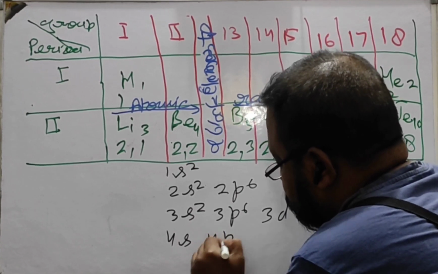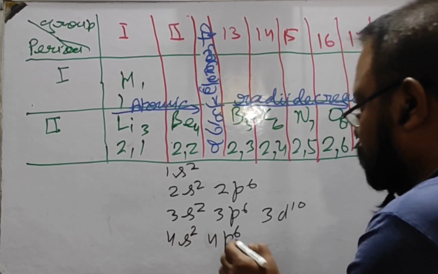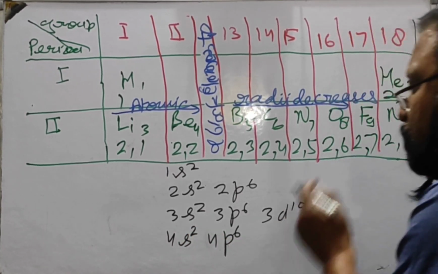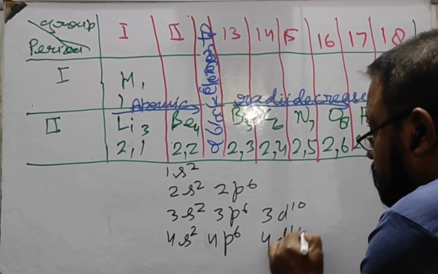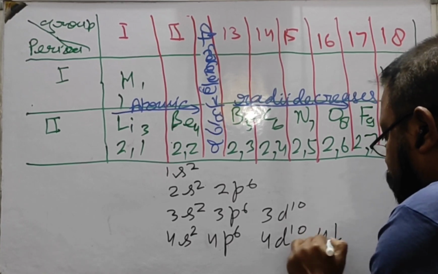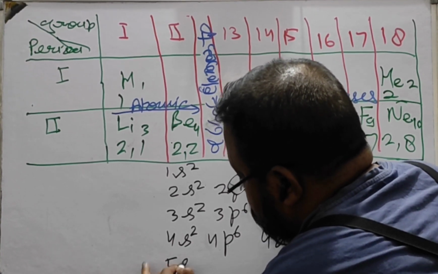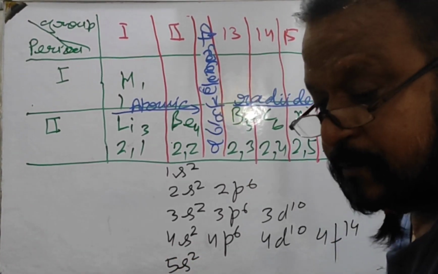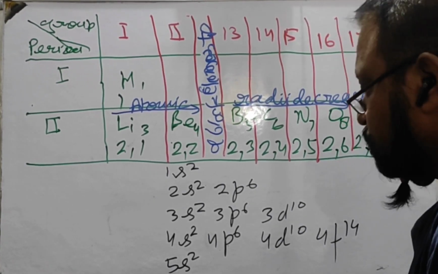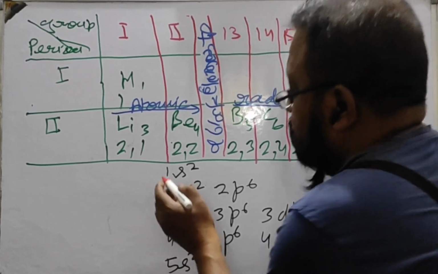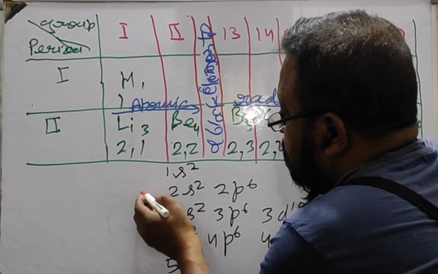4p6, right? 4s2, 4p6, 4d10, and then we have 4f14, and we have 5s2, right? So electrons are filled like this. This is the way electrons are filled.